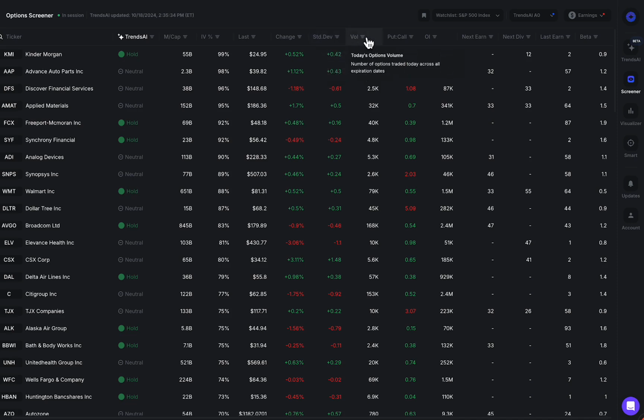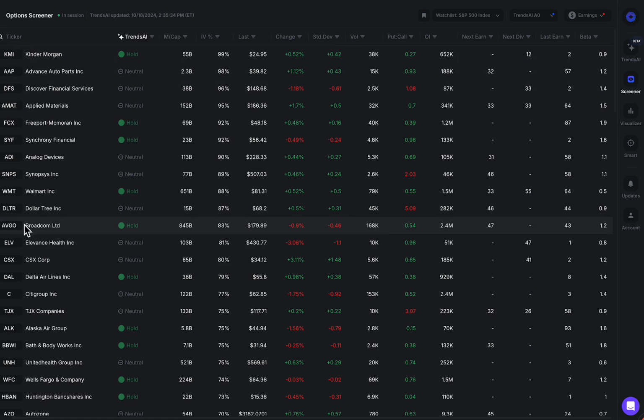Next up, we have today's option volume. This one is pretty simple and straightforward. This one is giving us the information of how many options contracts were traded today. This is the number of options traded today across all of the expiration dates inside of the option chain. All expiration dates, all options. It's giving us how much volume was traded. Typically, if you have higher volume, that means there was more activity.